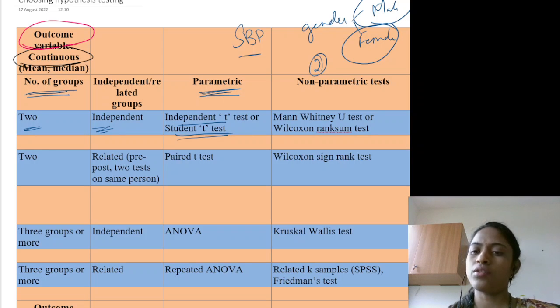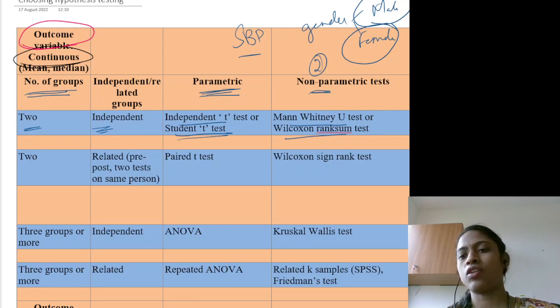If the assumptions are not satisfied, then we will use the corresponding non-parametric test, which is Mann-Whitney test or Wilcoxon-Ransom test.